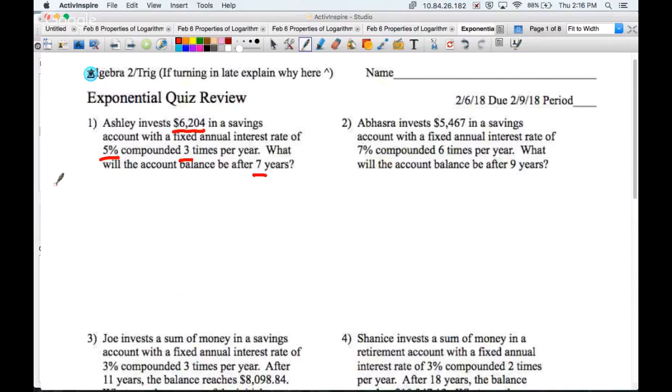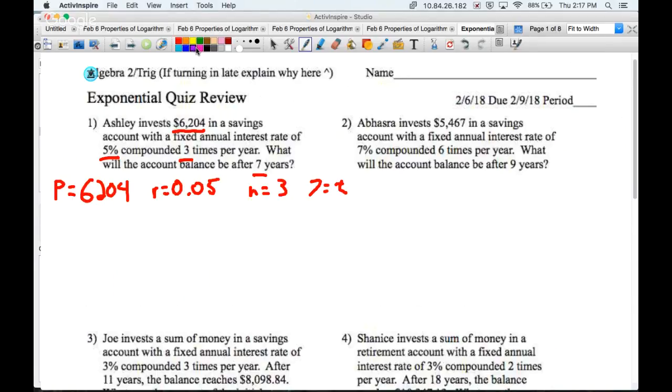All right, I start listing off the values I've been given and the variables that they represent. That 6,204 is my principal. That 5% is my rate, so I'm going to write that as a decimal. 5% becomes 0.05. 3 times per year is my n value, and 7 years is my t value.